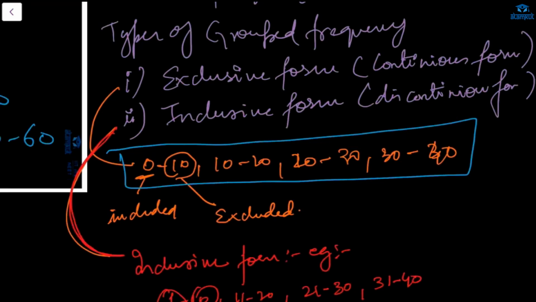You can see 10 is in two classes. So in both the classes you cannot include 10. If you include it, that will not give you the correct data. That's why it is included in the class where it is treated as a lower limit.